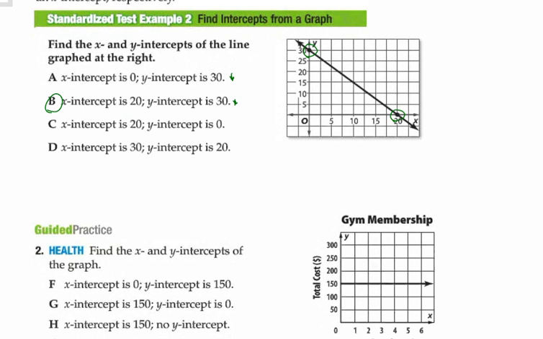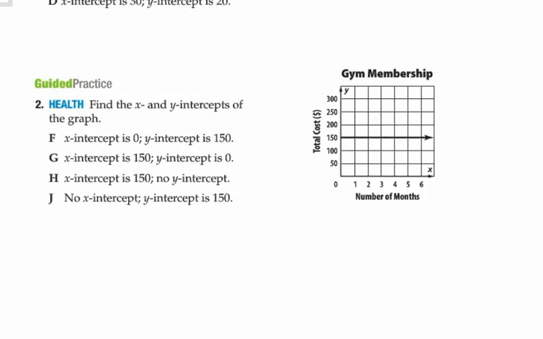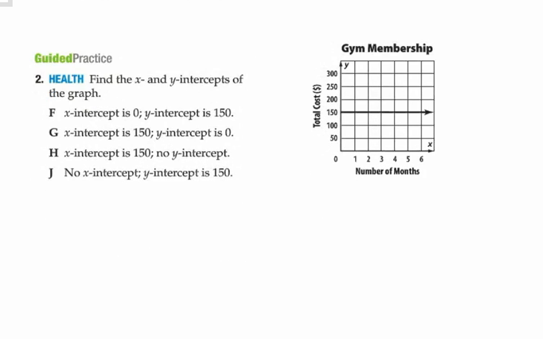Okay, let's go ahead and look at guided practice together because this one's a little bit tricky. We're supposed to find the x and the y-intercepts of the graph. So let's go ahead and start with y. I'm going to go down until it hits, bam, right at 150. So y-intercept is 150. It could be one of these two right here.